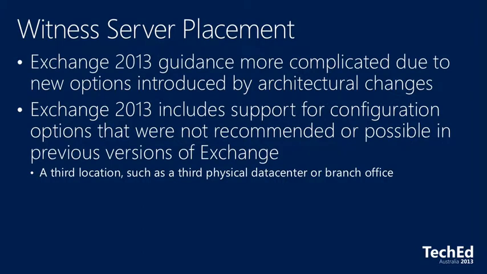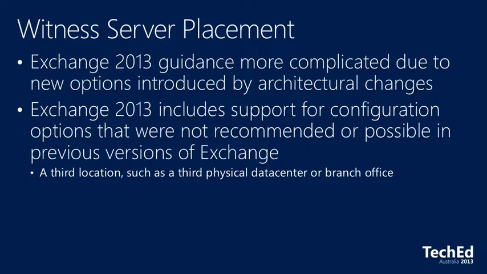In 2013, it's a bit more complicated because of the architectural changes that we made. It really now gives you some new options that were not available before. And so that would be new options like a third location, like a branch office, for example, or if you have the luxury of a third physical data center, for example, you now can put the witness server inside a third location. And as long as that third location has network connectivity that is isolated from network failures that could affect the other 2 data centers, you could achieve automatic site failover for your database availability group.